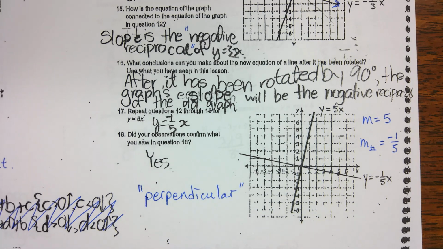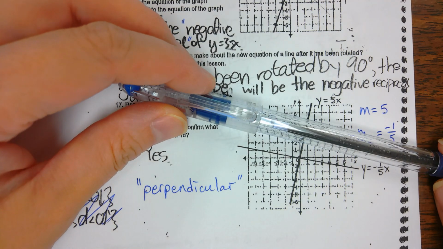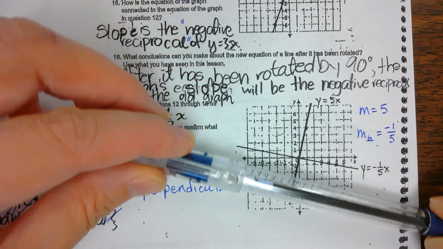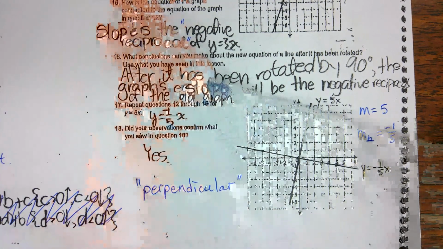For both of these, your y-intercept is the same. It's at 0. So it can be the same y-intercept. Does it have to? Do perpendicular lines have to have the same y-intercept? No. I could have another perpendicular line up here, and it's still perpendicular, but it has a different y-intercept. So it can have the same y-intercept, but it doesn't have to.